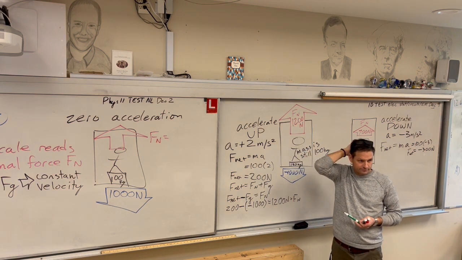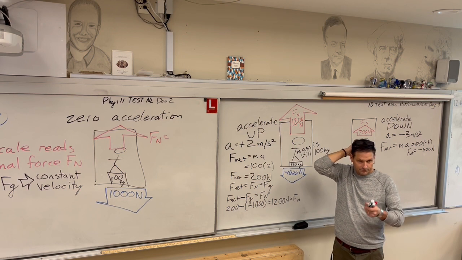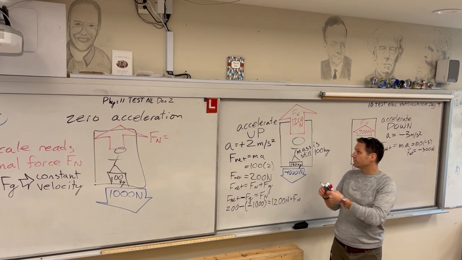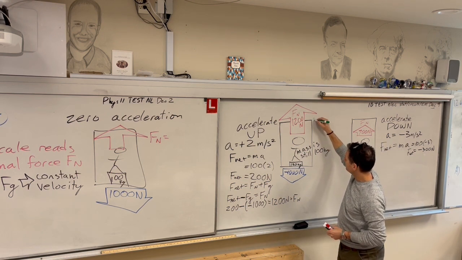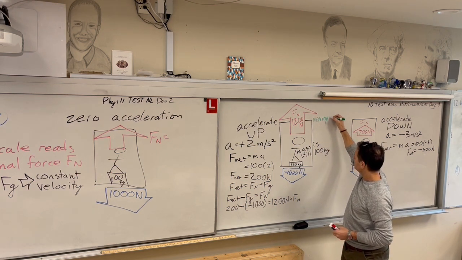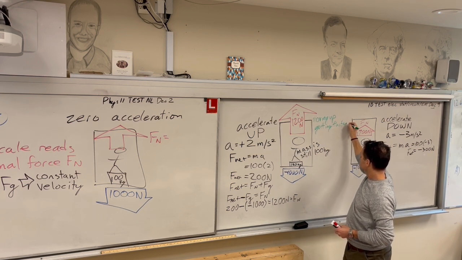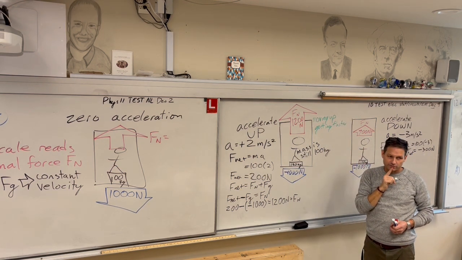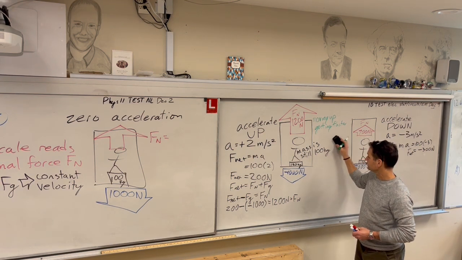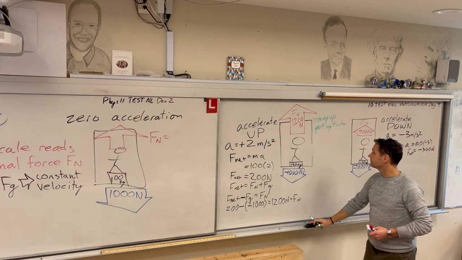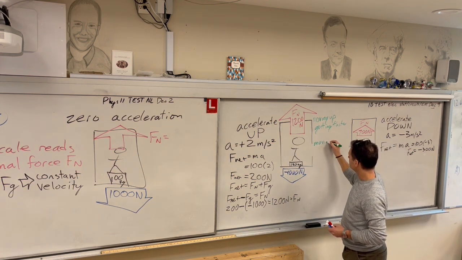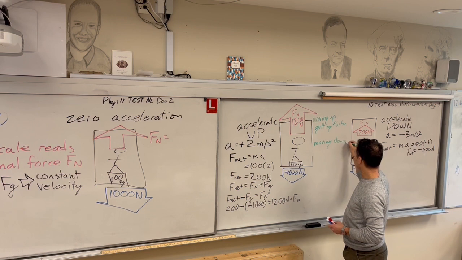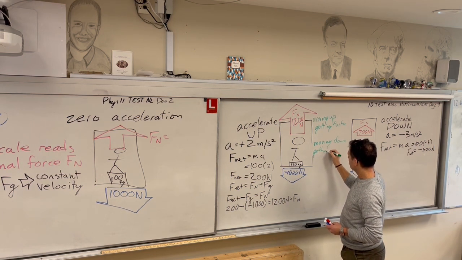What are they? Moving up and accelerating, getting faster. Moving down and slowing down. Moving up, getting faster, that's accelerating up, right? Yeah. Okay, but what else could be happening? Moving up, slowing down. Moving down, getting slower.